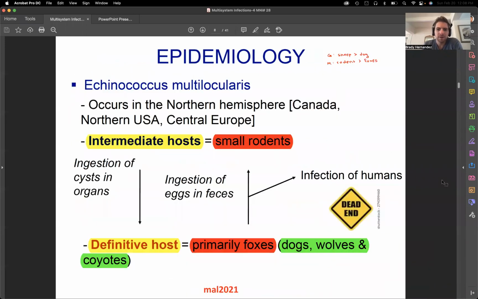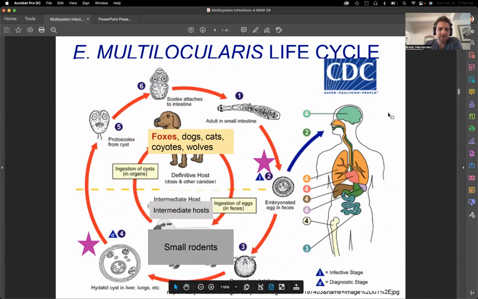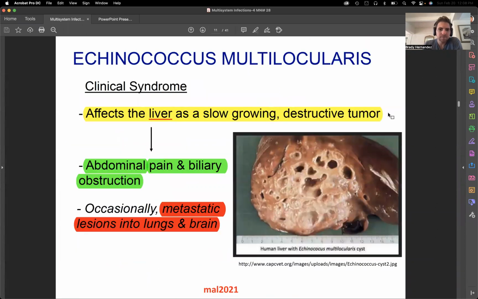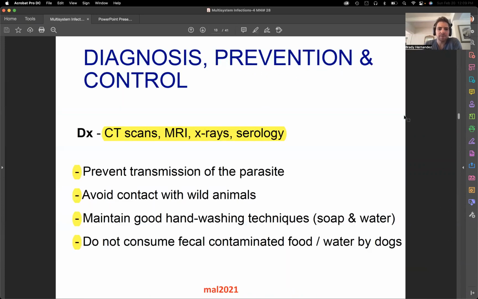Not super high yield. Right, and then foxes to small rodents. Yeah, that's another. Dogs as well. Okay, and you can see where these cysts were, right? They can even spread to the lungs and the brain. All right, so diagnostically, you're looking for those cysts. That's a big thing to remember there.